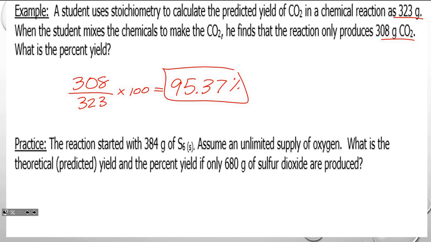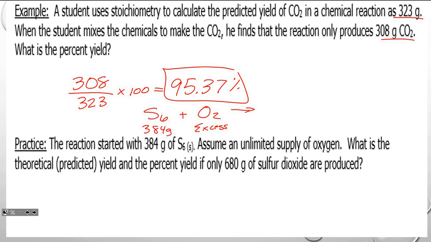Okay, now on this next one, we've got a little bit of an issue here, right? They didn't give us the numbers we need. They said the reaction started with 384 of S6. So S6, I had 384 grams. And assume an unlimited supply of oxygen. So oxygen is my excess, so I don't need to worry about it.